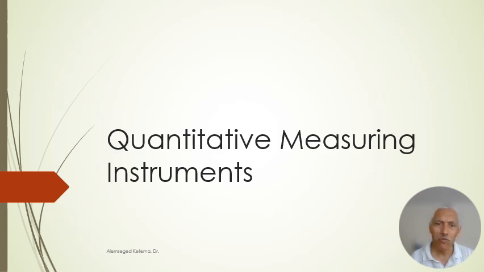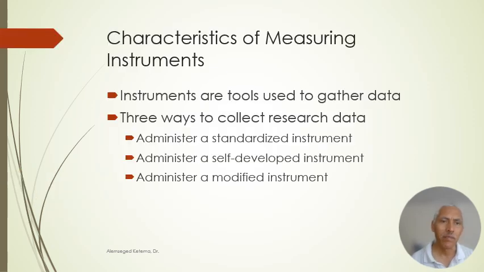Now, moving forward more specifically onto quantitative measuring instruments, we'll be talking about what kind of data your instrument would take when you're doing a quantitative study. And after a bit, we'll talk about the qualitative one. Maybe I'll give you a video that talks about it. So, characteristics of measuring instruments. Instruments are tools used to gather data. Yeah, we've already talked about it.